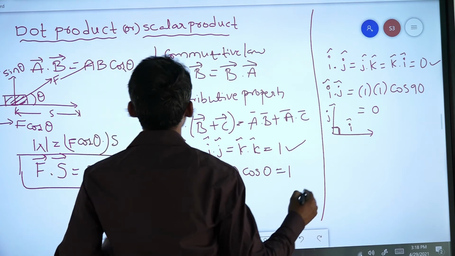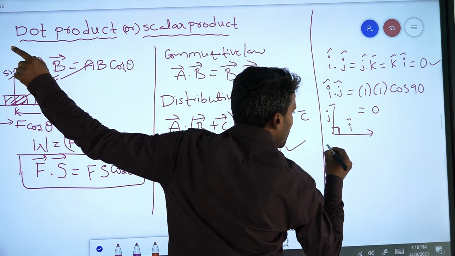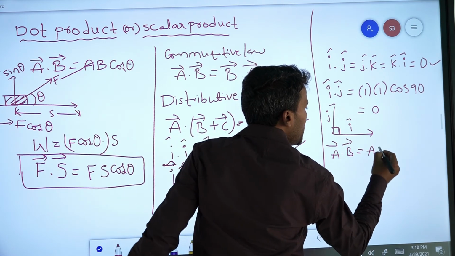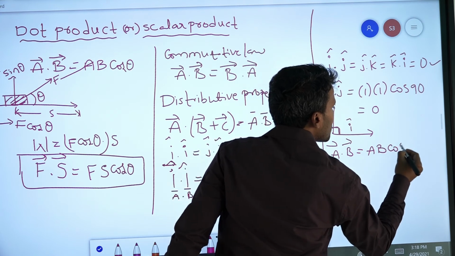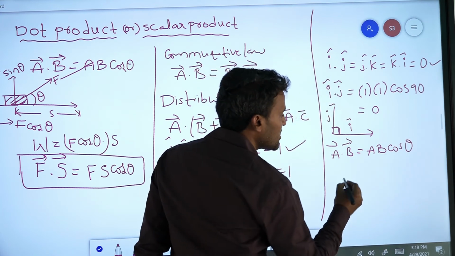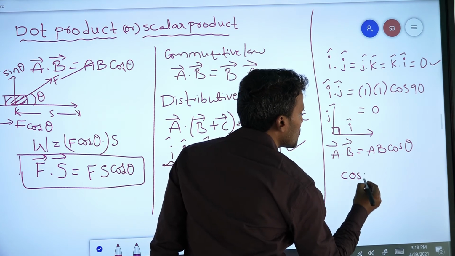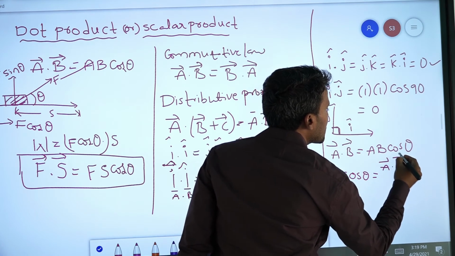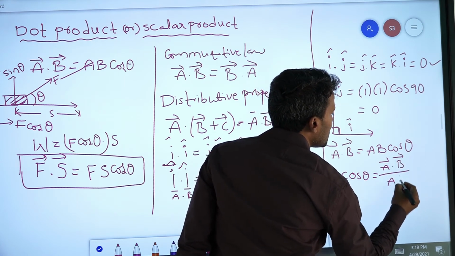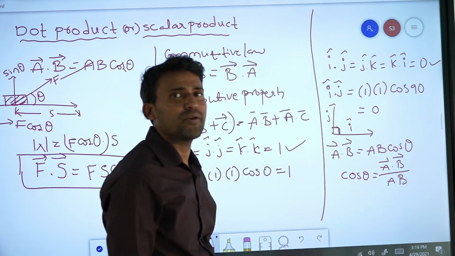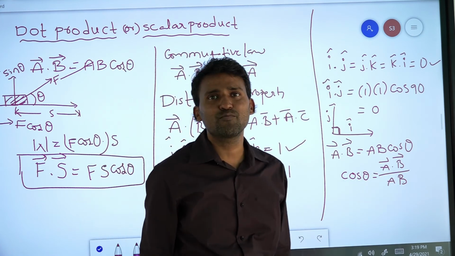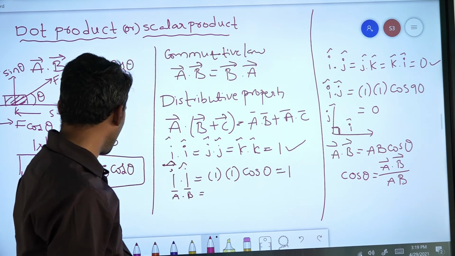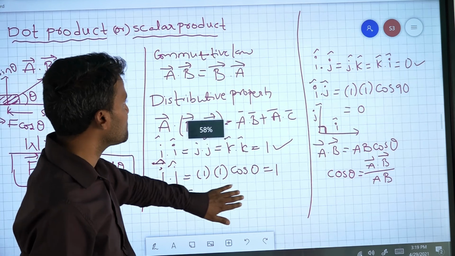Angle between the two vectors means we know the formula a vector dot b vector is equal to ab cos theta. Now you can write cos theta is equal to a vector dot b vector divided by modulus of a times modulus of b. Now how can we do the dot product? For example, I will give one example for this.